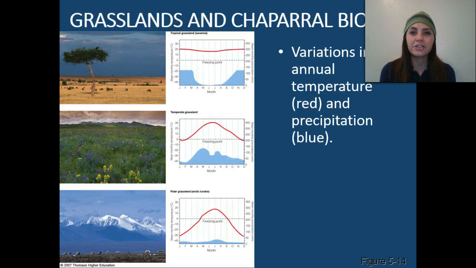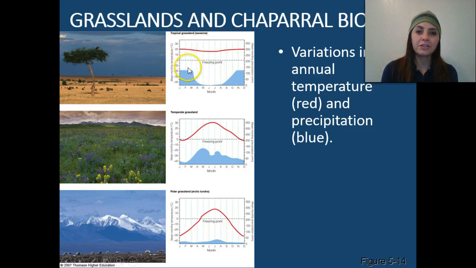So grasslands and the chaparral biomes. In the grasslands, we don't have as much rain as you see in the different types of forest. So we do have different types of grasslands though. Our tropical grasslands right here, you're going to have a wet season in the cooler months, and in the summer and early spring months, March, June, July, August, you're going to have a very, very dry season.